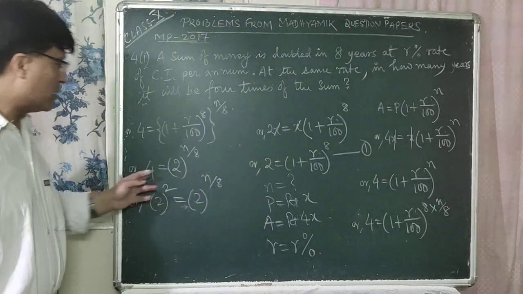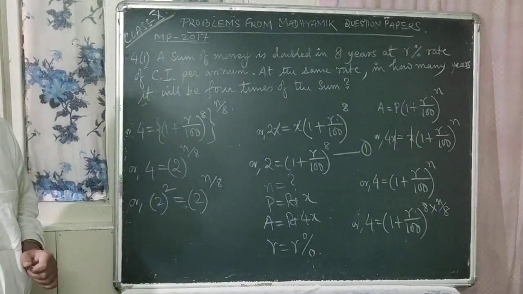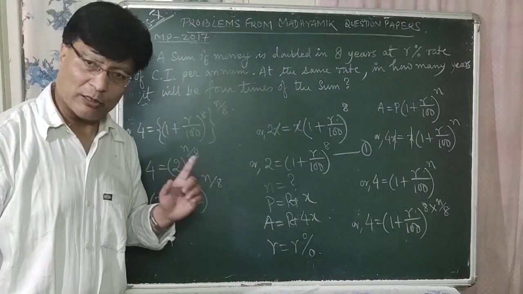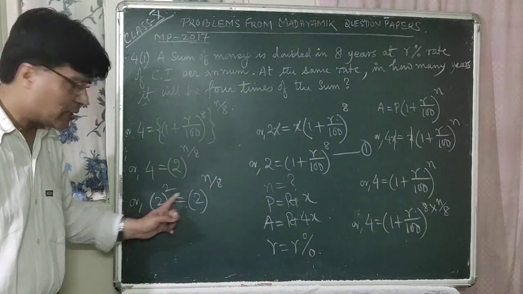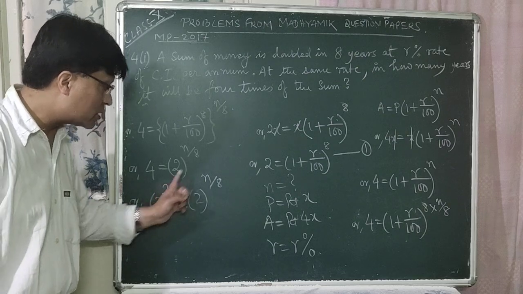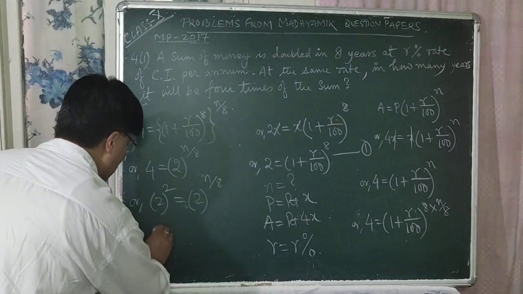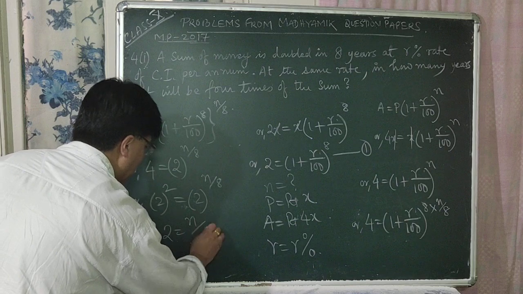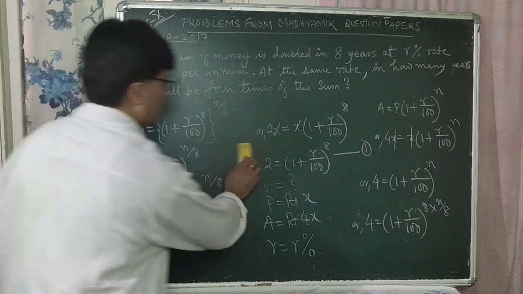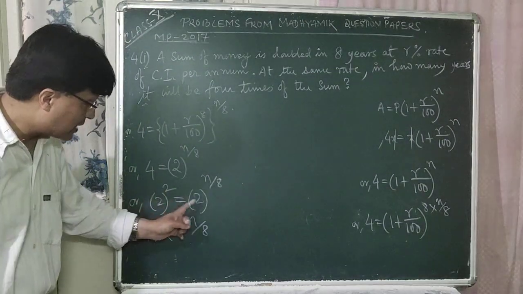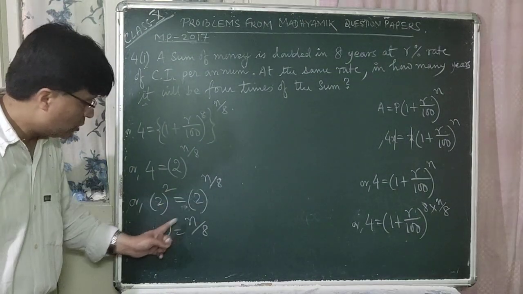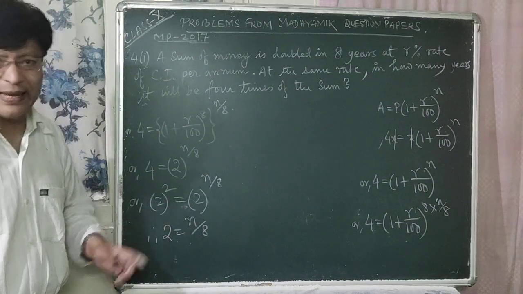So now you know laws of indices in class 9. I think you did it. Laws of indices, right? So if the bases are equal, these are known as the bases. If the bases are equal, powers must be equal. That is 2 is equal to n upon 8. That means you can cross multiply it. So if the bases are equal, powers must be equal. So 2 is equal to n upon 8.